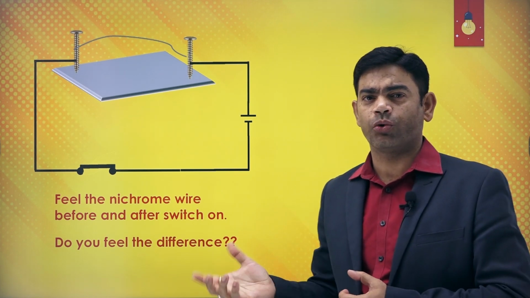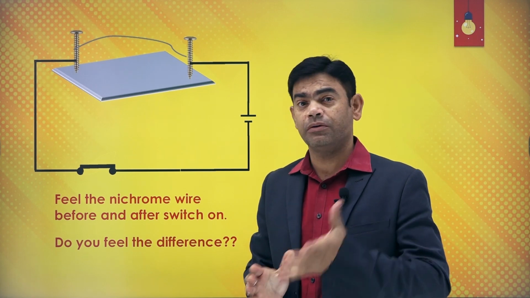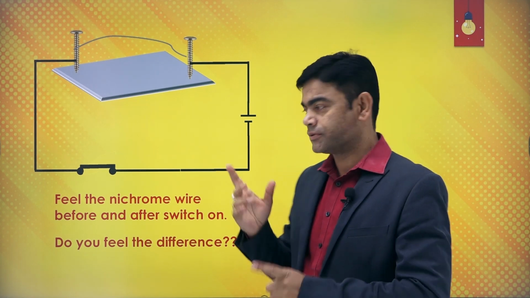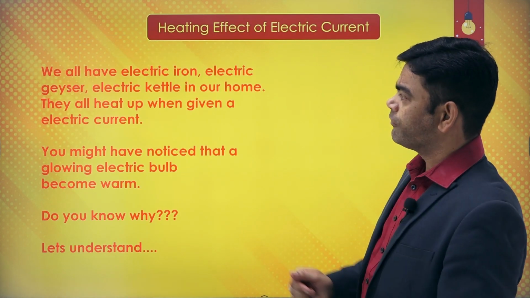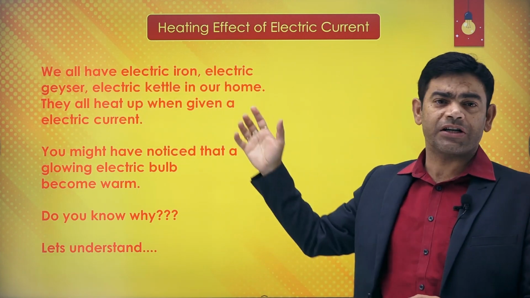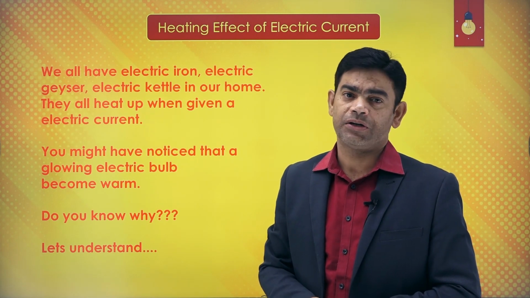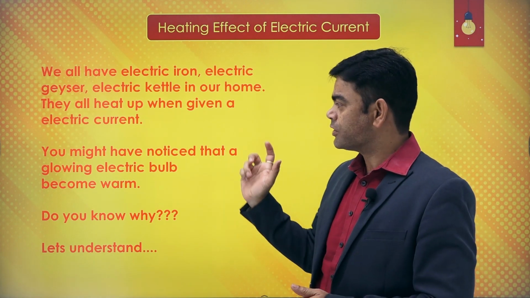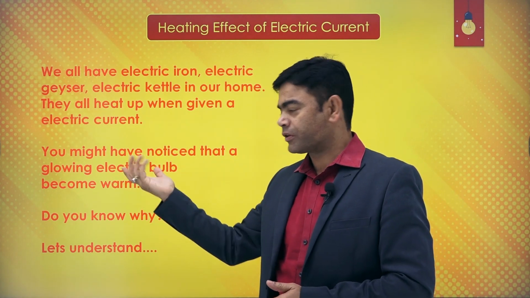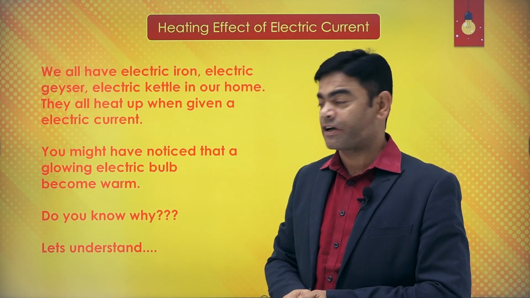I don't say microwave, I can say OTG. Oven is there. Any more? Electric iron. Okay, so we all have electric iron, electric geyser, electric kettle at our homes which work on the heating effects of electric current. These all devices work on it. So the bulb, you saw that the bulb becomes warm, so it also works on heating effect of current.